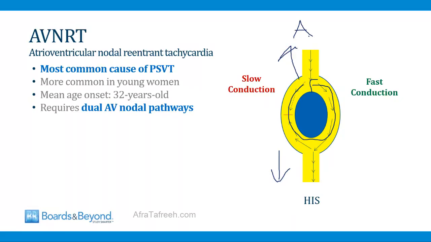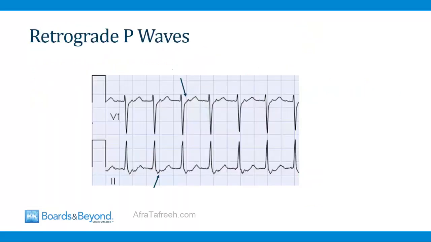That will generate a P wave, but it will be a special kind of P wave called a retrograde P wave. So here's an ECG of a patient with AVNRT, and after each QRS complex there is a little bump. That is a retrograde P wave. You can see one coming after each and every QRS complex, and that is a classic finding in patients who have AVNRT. The abrupt onset of a supraventricular tachycardia with retrograde P waves, that is AVNRT.